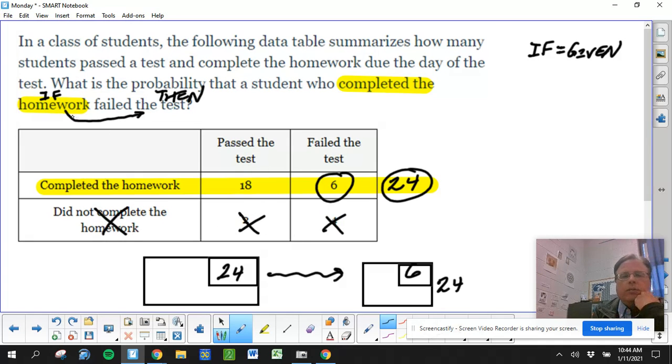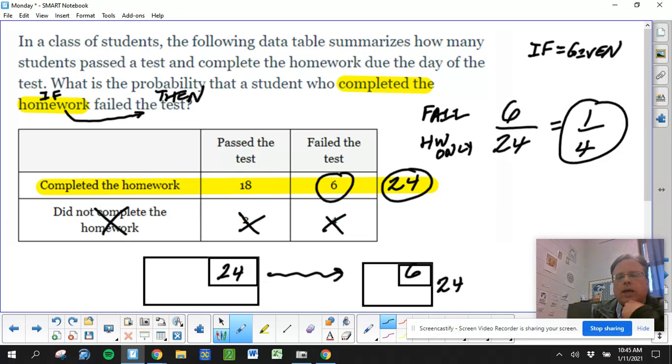I'm only looking at the people who completed their homework. So homework completers, 24. Of them, 6 failed. So we would write 6 over 24. Why? Because that's failed, but that's given that they did the homework. Okay, so we're only looking at the homework people. So 6 of them failed. Now, if I reduce that, it reduces to 1/4. So I would type in 1/4 in my calculator. Okay, so givens. Givens kind of separate. And so you have to maybe even physically think, just ignore the ones that are not given.